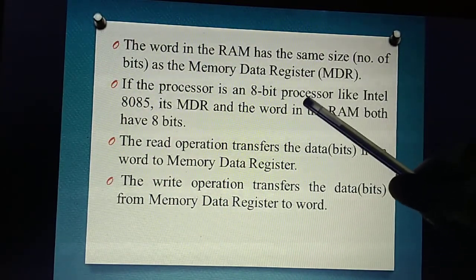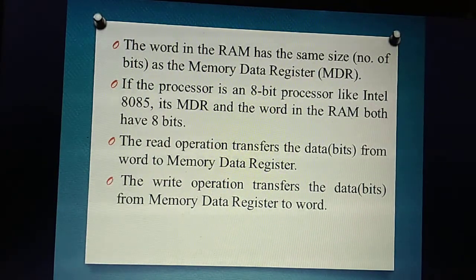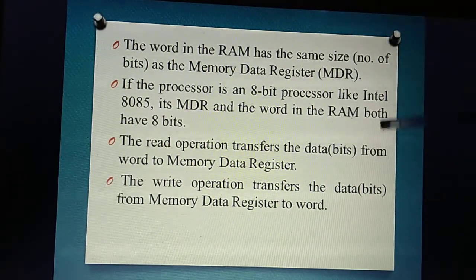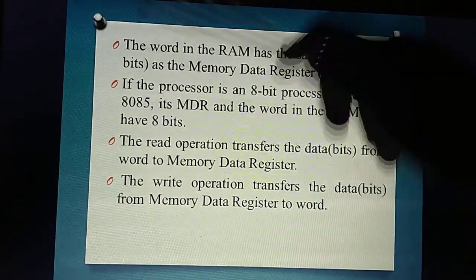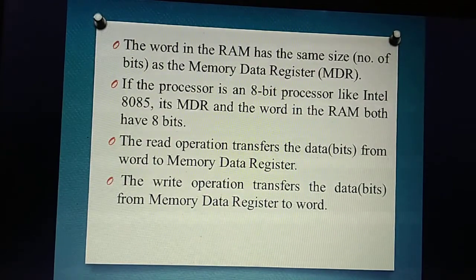If the microprocessor capacity is 8-bit, it means the MDR and the word size in RAM also have 8 bits. That's the meaning. So you are using the microprocessor named Intel 8085. That's the name of the microprocessor. So this microprocessor is an 8-bit microprocessor.